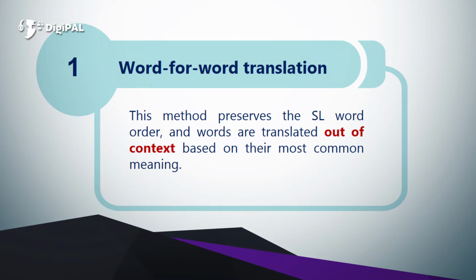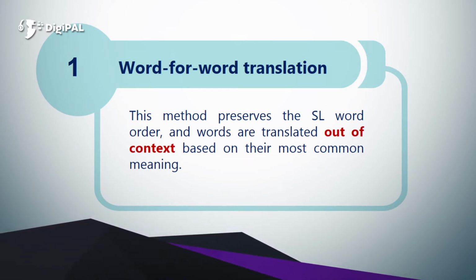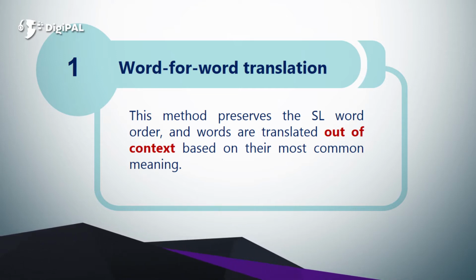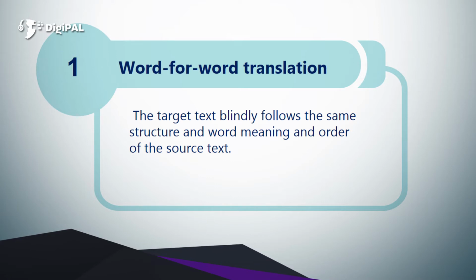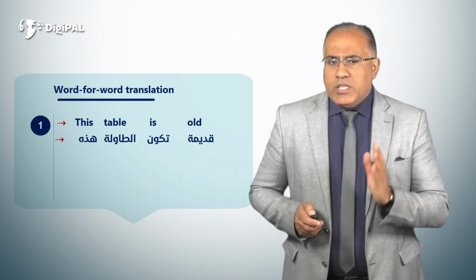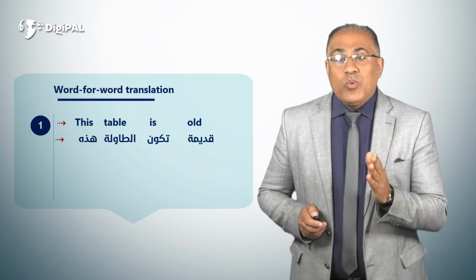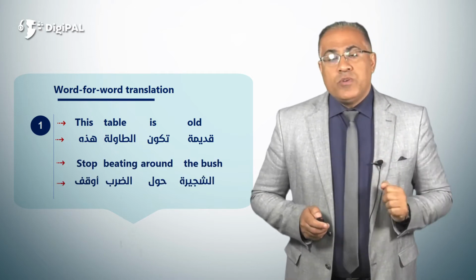This method preserves the source language word order, and words are translated out of context based on their most common meaning. The target text blindly follows the same structure, word meaning and order of the source text. Consider these examples and the Arabic translation. This table is old. Notice the translation: هذه الطاولة تكون قديمة. Stop beating around the bush.